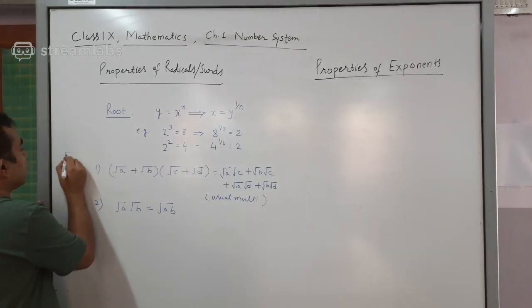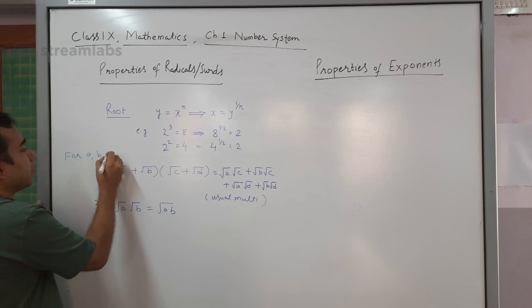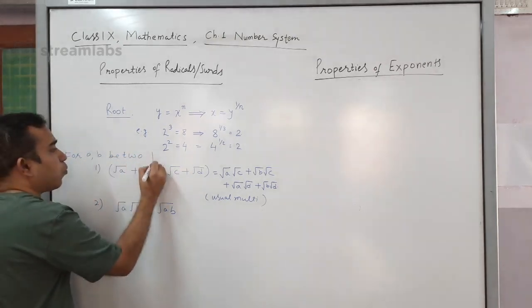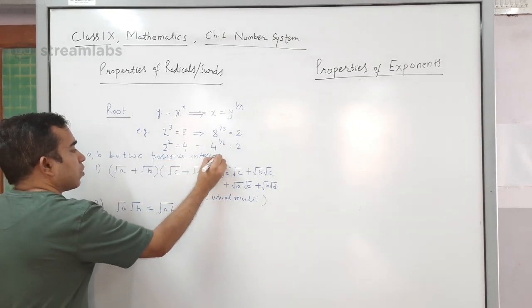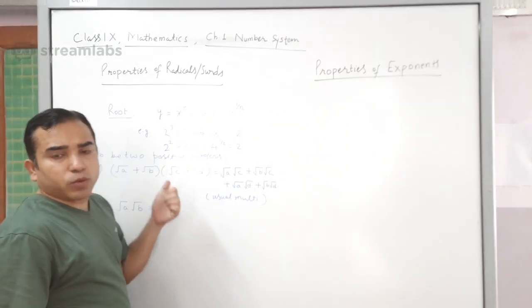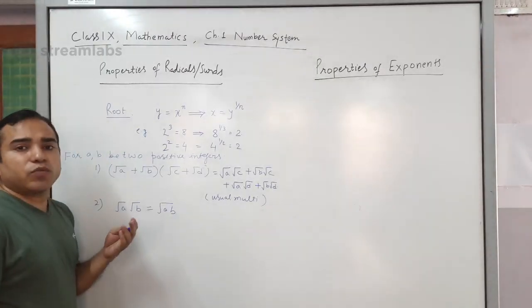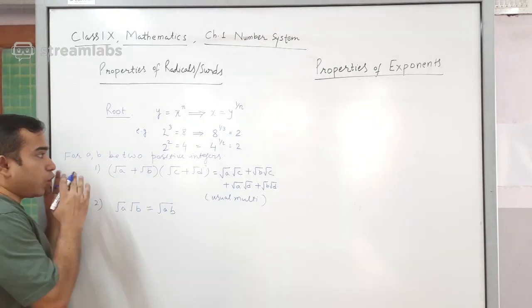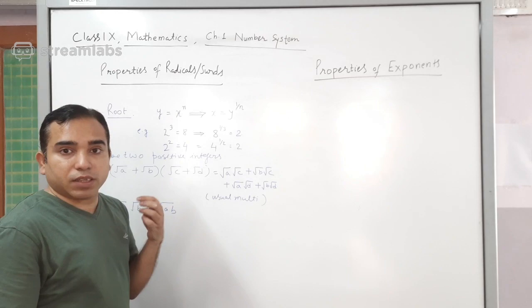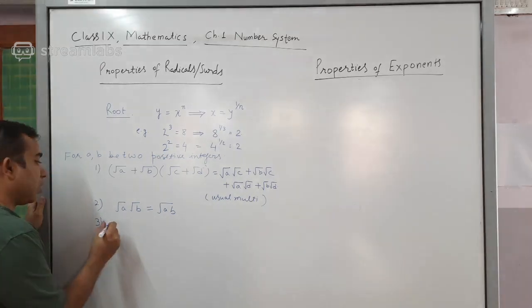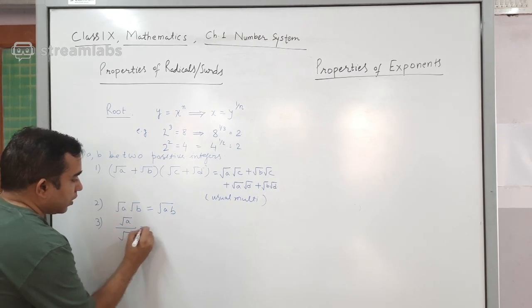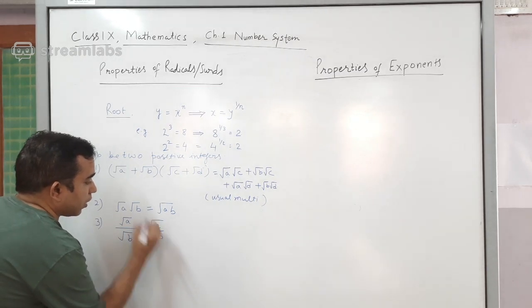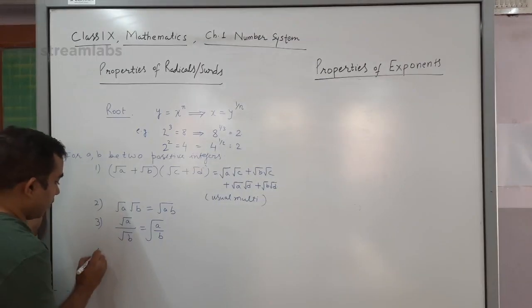Here we are discussing for a and b being two positive integers. Of course you can check whether these two properties are valid for negative integers or not. If one of them is positive and one of them is negative, whether they are valid or not, I am leaving for you to check, and you will see surprising results. Another property, that root a divided by root b is the same as root a upon b. One more is there.